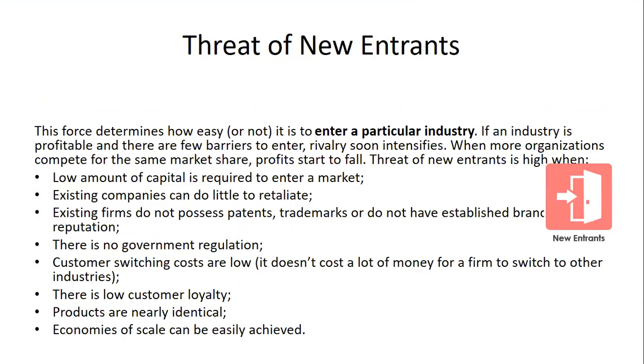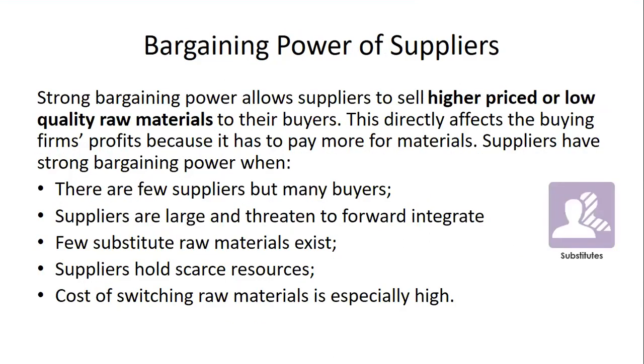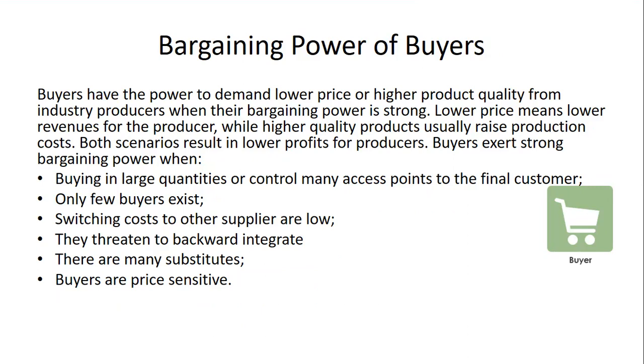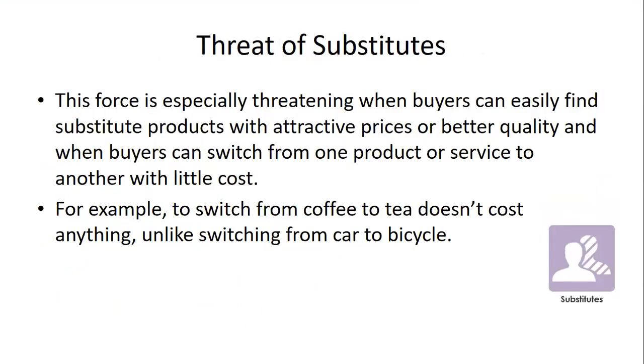Where can the threat be higher for a new entrant? Where can the bargaining power be? Sorry, the suppliers have a strong bargaining power. When can it be seen that the buyers have a strong bargaining power? So these are the options which indicate that these situations are going to come.